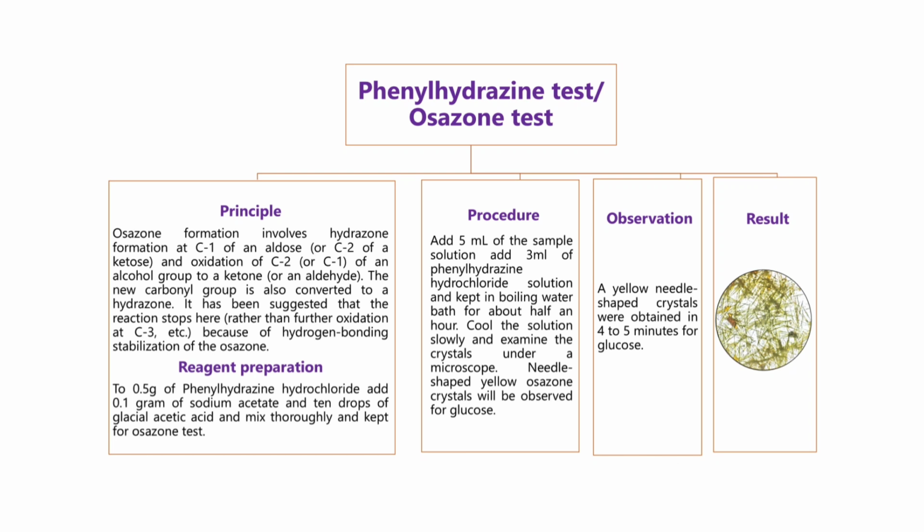The procedure involved in phenylhydrazine test is that take around 5 ml of the sample given to you, add 3 ml of phenylhydrazine hydrochloride solution and keep it in the boiling water bath and note down the time taken for formation of the yellow osazone crystals. If the given sugar is glucose, the crystals will form within 4 to 5 minutes, and you would observe yellow needle-shaped crystals as formed here.